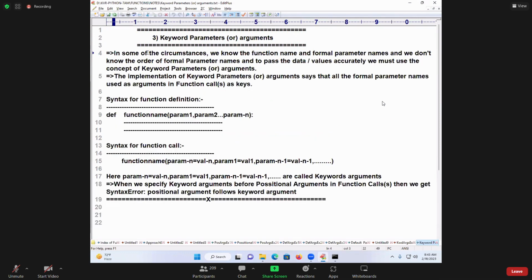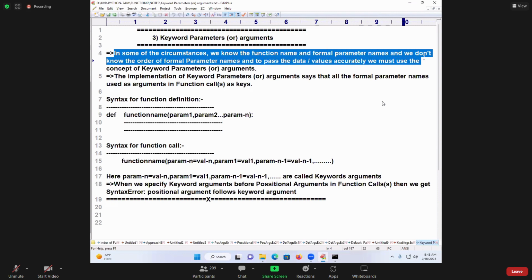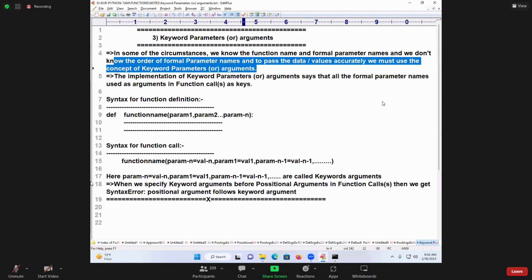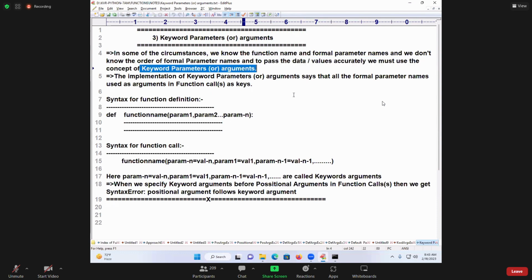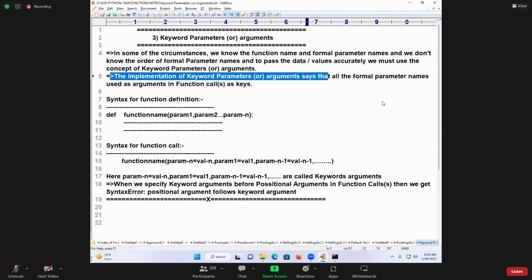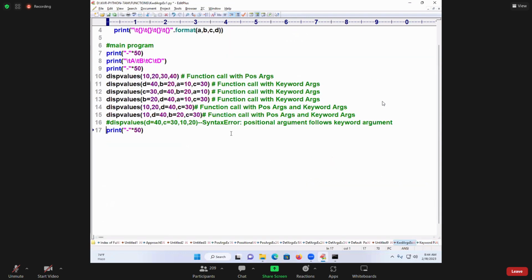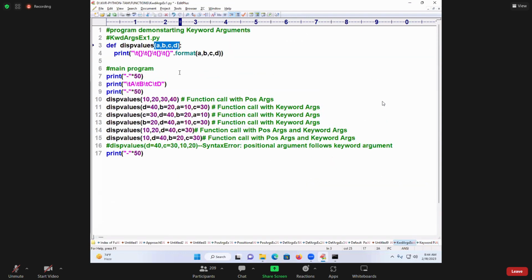In some circumstances, we know the function name and formal parameter names, and we don't know the order of the formal parameter names. To pass the values or data accurately, we must use the concept of keyword parameters or arguments. The implementation of keyword parameters and arguments says that all the formal parameter names are used as arguments in the function calls as keys. Did you observe that? You see all the formal parameter names used as keys in where? Function calls. Are you understanding?